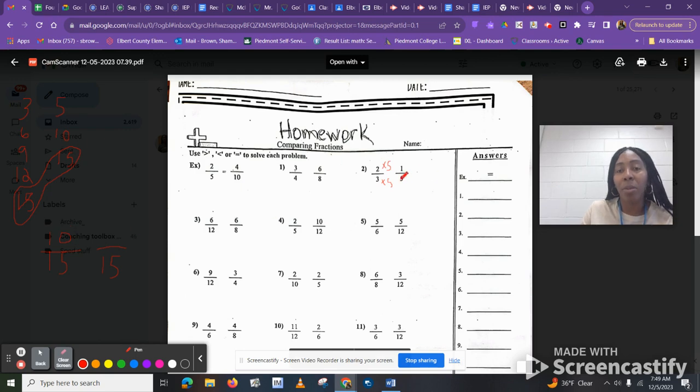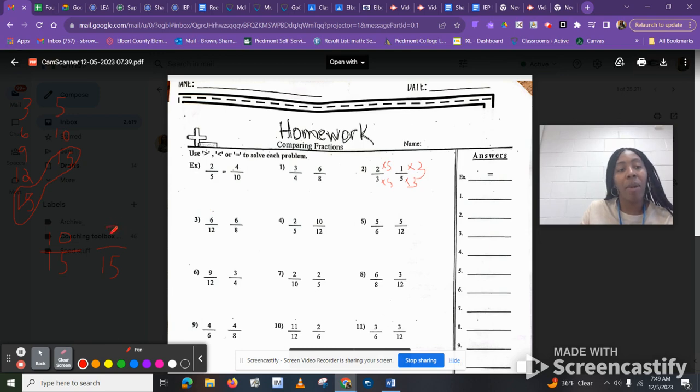And then if I ask myself, what do I multiply by 5 to get 15? Well, I know that's going to be 3, because as you see here, this is the third group of 5s. So 3 times 5 gives me 15. So I also have to multiply the top by 3 to get my new numerator for this side. So that's going to be 3.